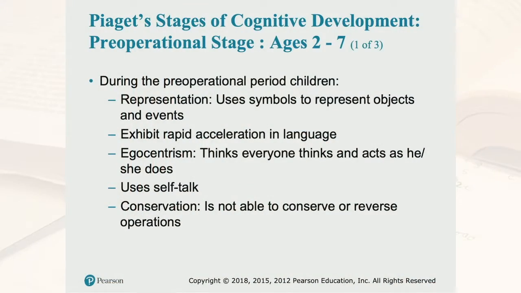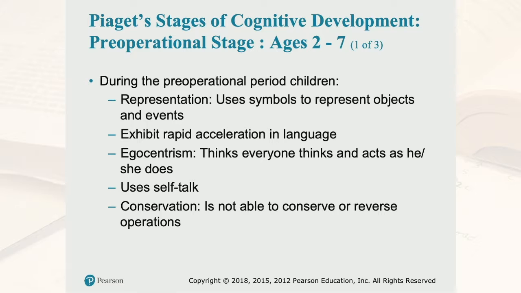During that pre-operational period, children begin to use symbols to represent objects. Their language tends to accelerate. They're using more words. This is age 2 to 7. They've started full sentences. By 7, your repertoire of words is huge.